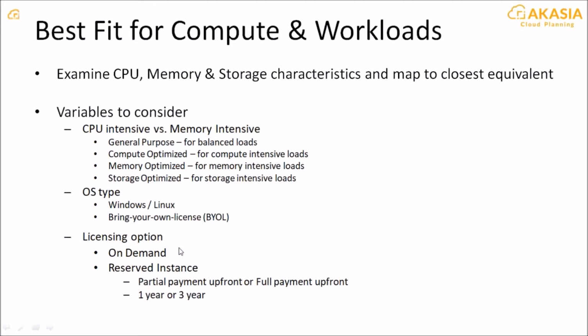And then licensing option, like I said, based on the usage of your application, you should pick on-demand or reserved instance. Even in reserved instance, you have several options. You can do a partial payment upfront or a full payment upfront and get different cost options. You can also pick 1 year or 3 year. And if you have a long-running application which you expect will run for many years, it might be tempting for you to pick 3 year. And if you pick 3 year, you will likely get the cheapest option immediately.